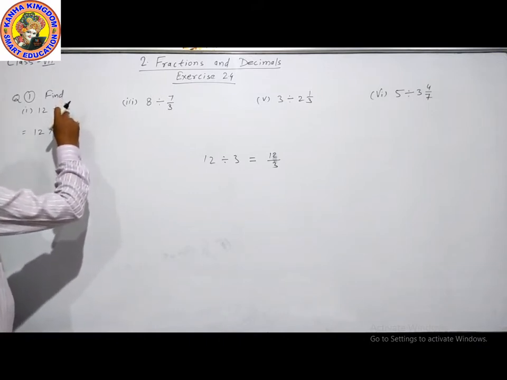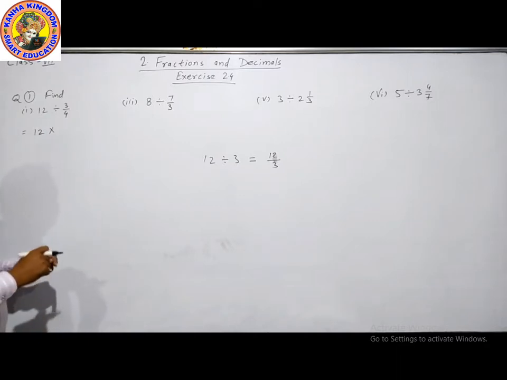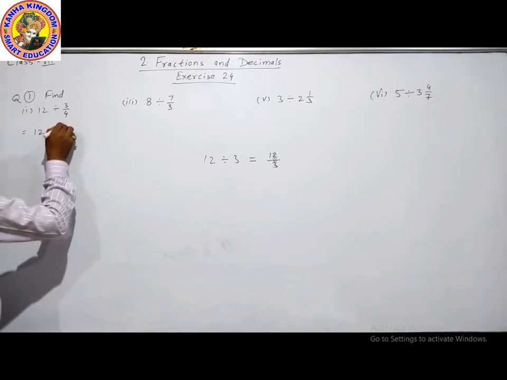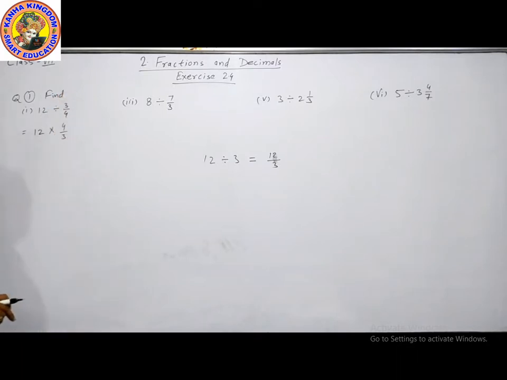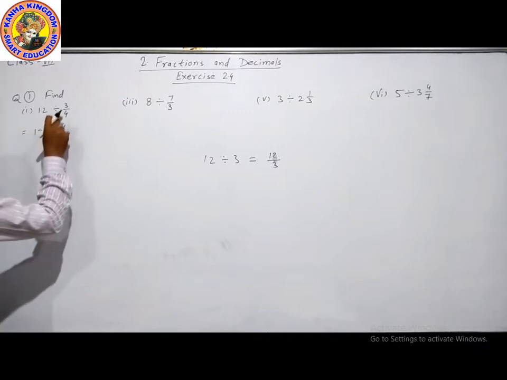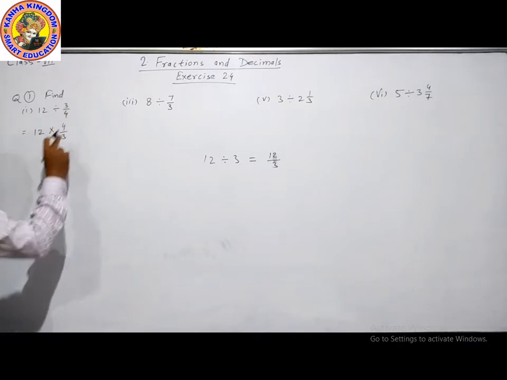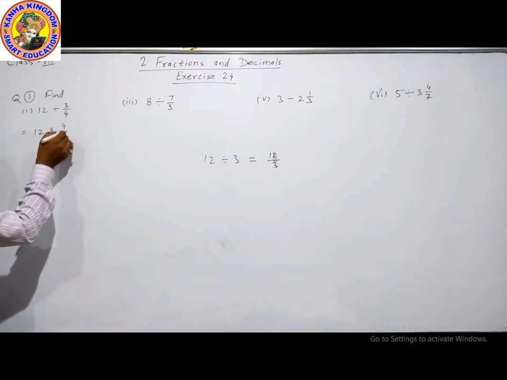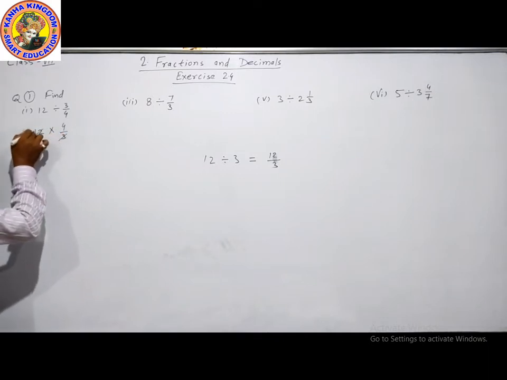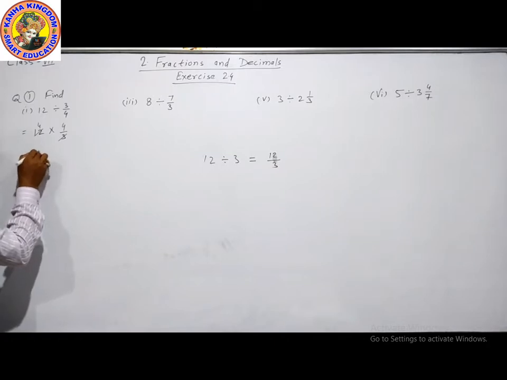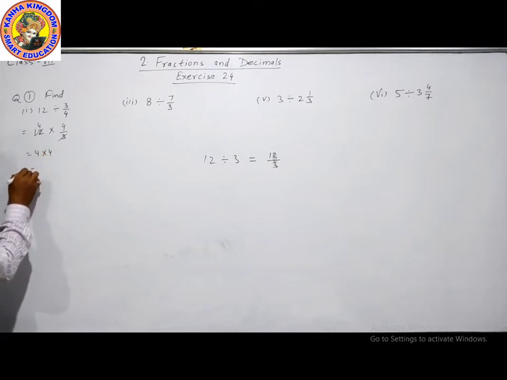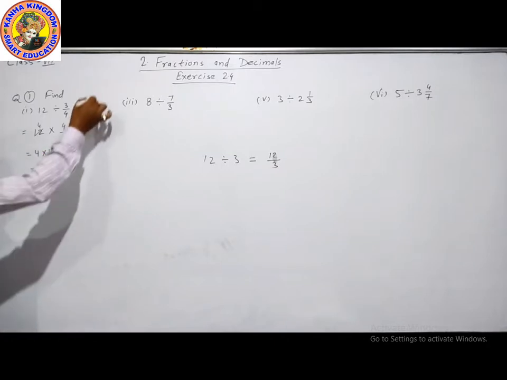3 is the numerator and 4 is the denominator. We will interchange the numerator and denominator, so 3 by 4 will change into 4 by 3. By 3 we can cut the 12, 4 times. So 4 into 4 is equal to 16.